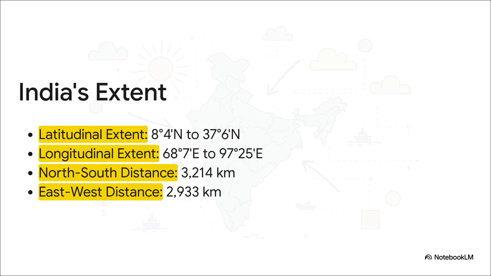So, these numbers are crucial. They form the boundaries of our country. Notice the N from north after the latitudinal values? That tells us we are north of the equator. And the E for east tells us we're to the east of the prime meridian. So from south to north, we stretch from about 8 degrees to 37 degrees north. And from west to east, we go from 68 degrees to 97 degrees east.